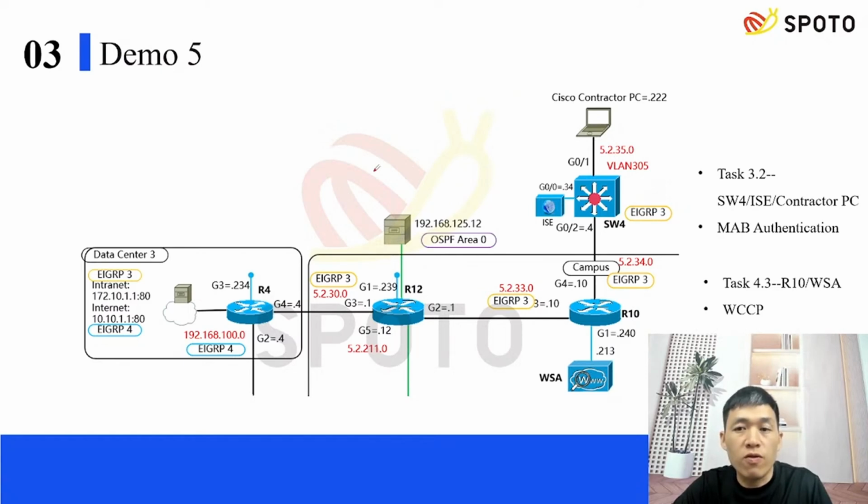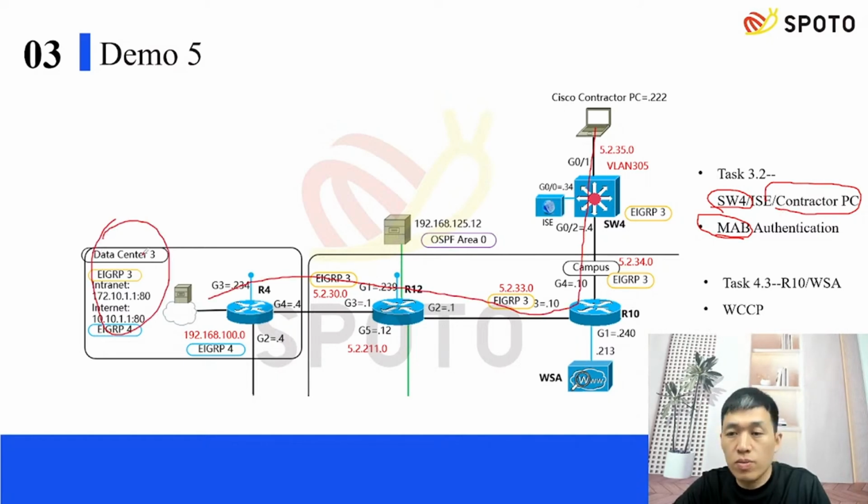Here is demo 5, and we will deploy MAB authentication, the second authentication of AAA authentications, and we will configure on switch 4, and finally CompTIA PC needs to access the servers.